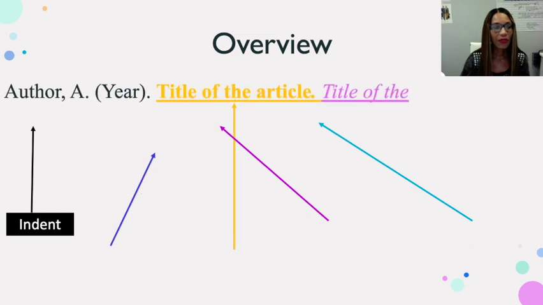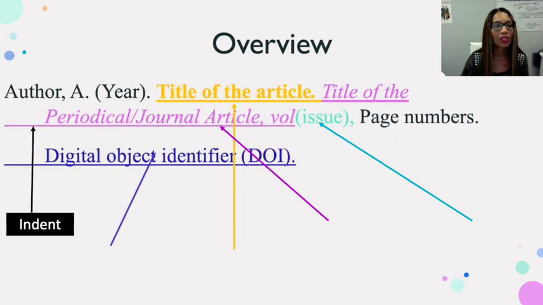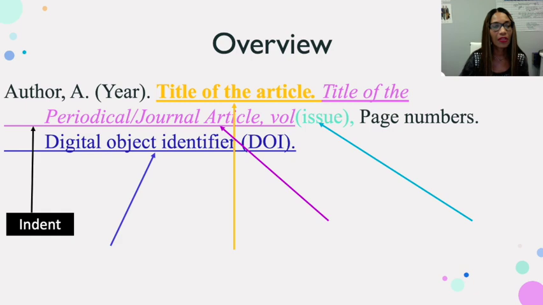So just to give you a brief overview as far as how you reference in APA style. You have the author's last name and their first initials. If they have multiple initials, the first initial and middle initial are okay to list. You want to make sure that you put the year in parentheses, period, and then the title of the article, the title of the periodical or journal, the volume, the issue, which should be in parentheses, page numbers, and the digital object identifier, which is the DOI number.